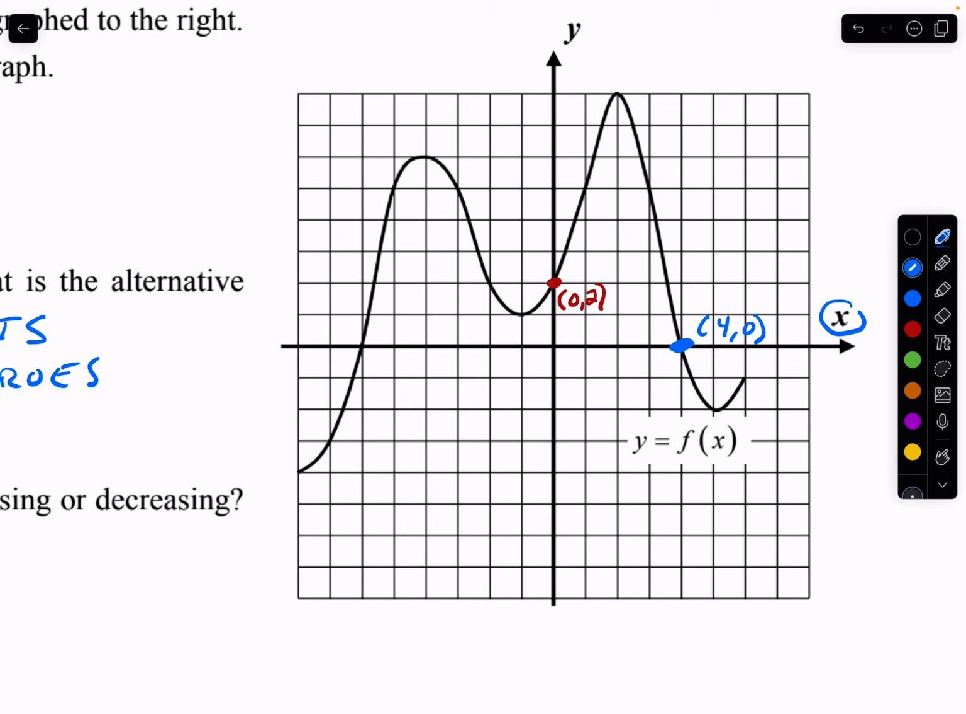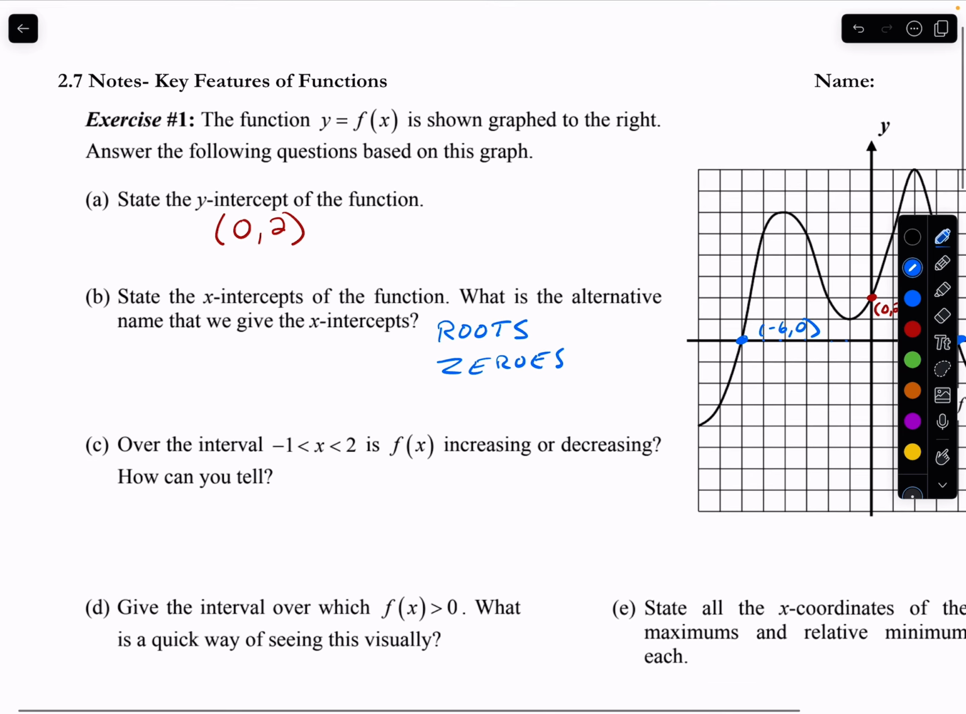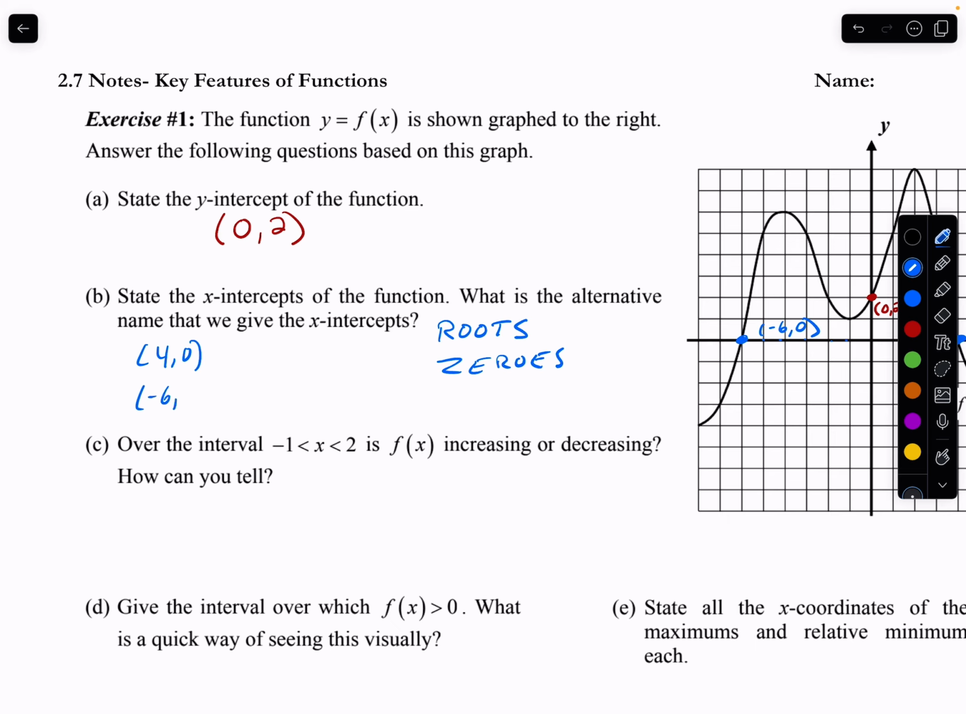You can see the y value is 0. And this is negative 1, 2, 3, 4, 5, 6. That's the point (-6, 0). So you want to get into a good habit of writing these as ordered pairs. It would be (4, 0) and then (-6, 0). And you can see that the x-intercepts are where the y value is 0.